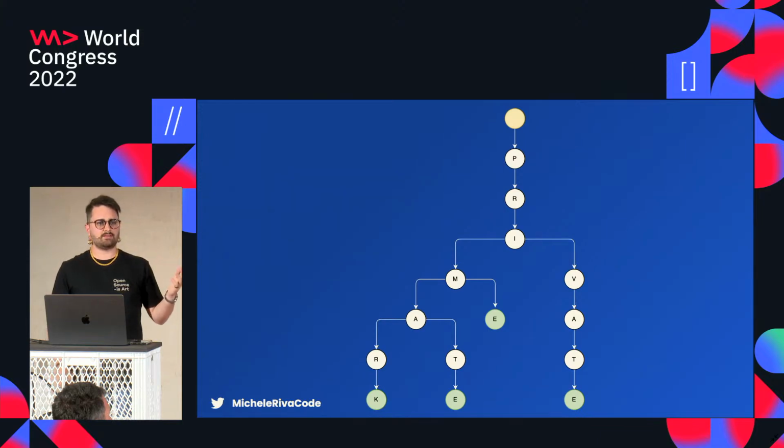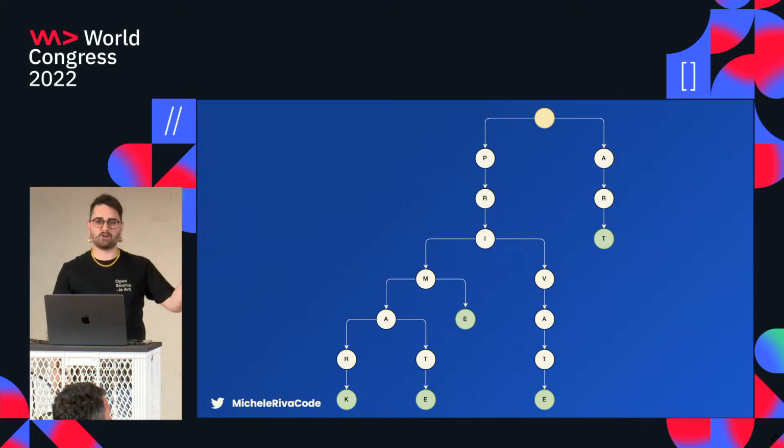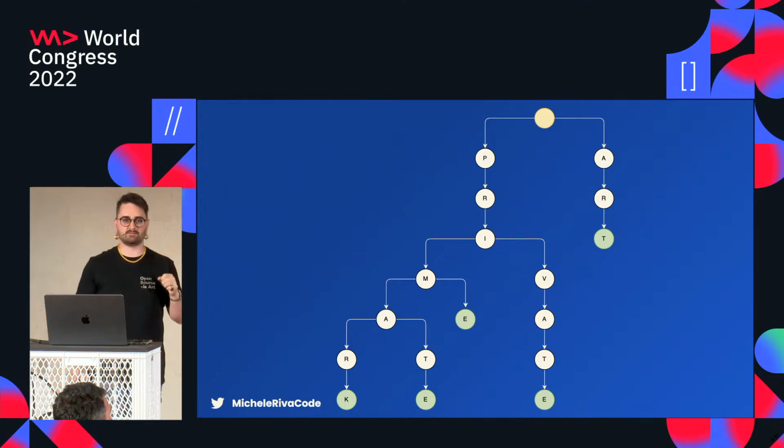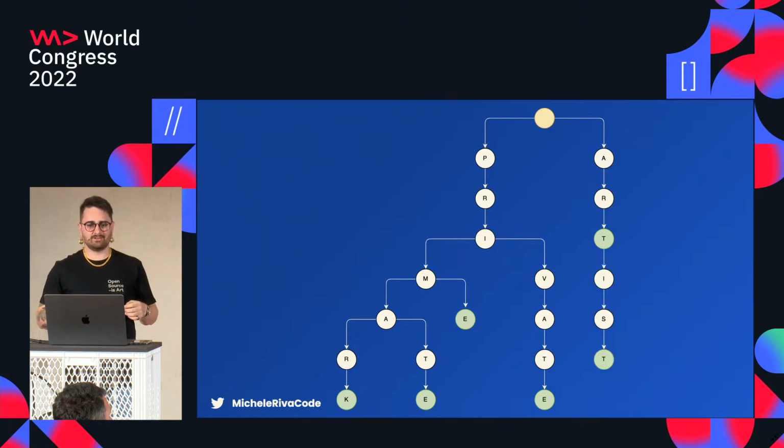If we want to insert something that doesn't share a prefix with those words, for example, art, we can just do it at the root level. So we create another branch under the root node, and we insert art. And if we want to insert artist, for example, which not only shares a common prefix with art, but the entire word, we can just do it.